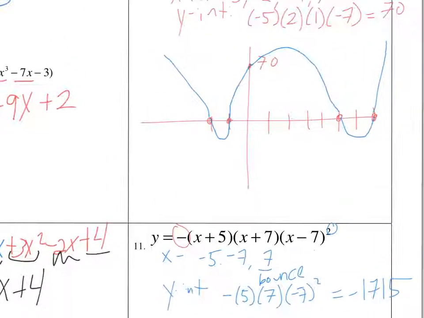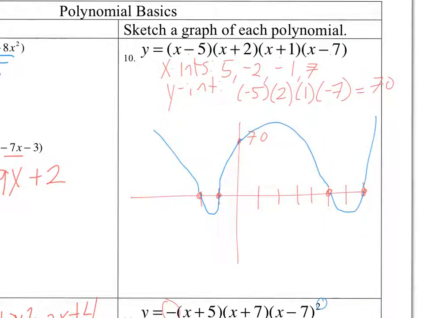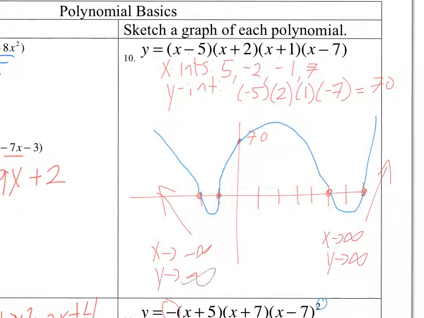And just to look back at the previous problem for this guy, as we're going to the right, we're going up, so rising to the right means that as x approaches infinity, y approaches infinity. Going to the left and going up means that as x approaches negative infinity, y approaches positive infinity. So we're going up.